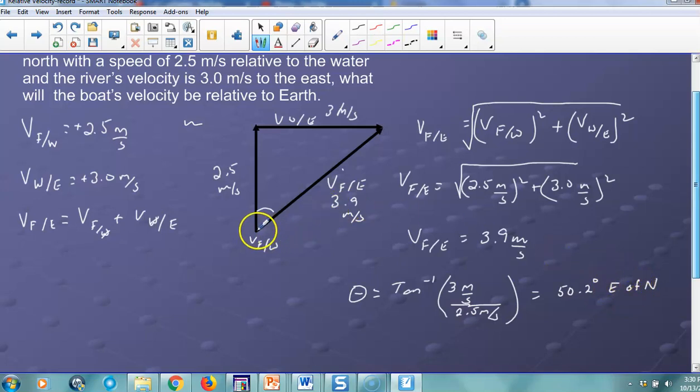Now, we could also measure it relative to the bank. We found this angle, which theta would have been the arctangent of 2.5 over 3. And we could have had a different angle relative to the bank. So you always need to put what everything's relative to. We need the sense of the vector. All right, next problem.